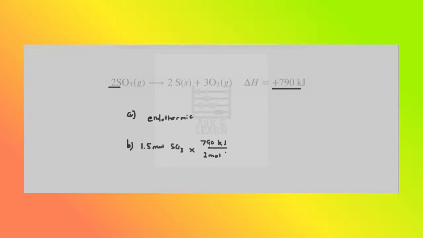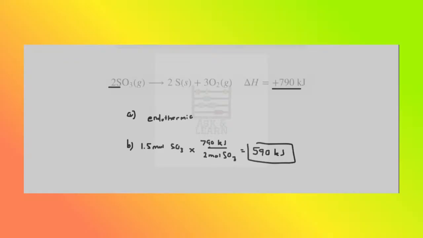Balanced equation. So we have 1.5 times 790 and then divided by 2. Comes out to 590. Is it? Yeah, to two significant figures, 590 kilojoules.